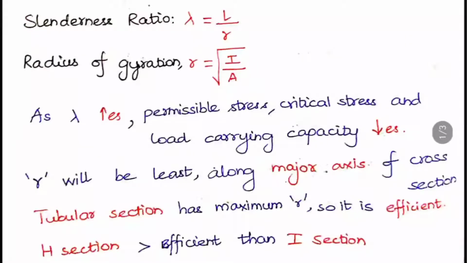And then two important points are given. The tubular section has maximum r, so it is efficient. Always the tubular section is efficient in case of columns. And the H section is more efficient than the I section in case of the column. Both points are important. They have asked this in the objective questions.